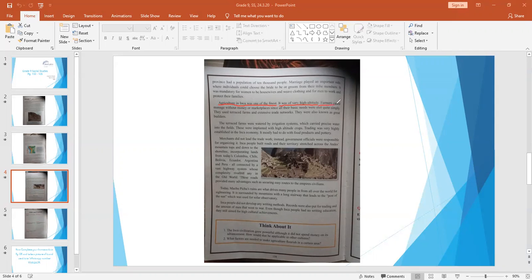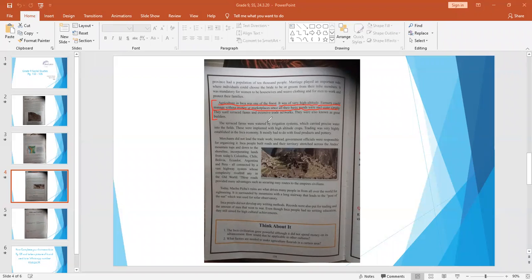That's important. That's what also made them so unique, okay? Or made their finances so special, because they had everything they needed, okay? They used terrace farms and extensive trade networks. They were also known as great builders. Now, this is what made them so successful in their farming, agriculture, and trading.